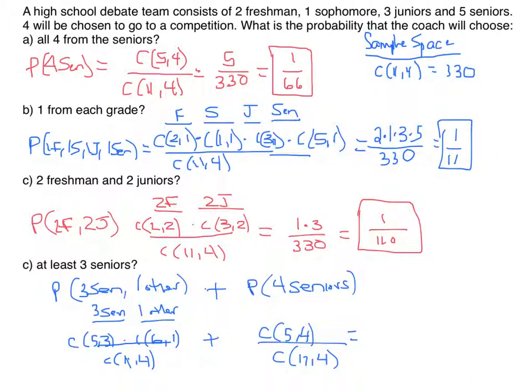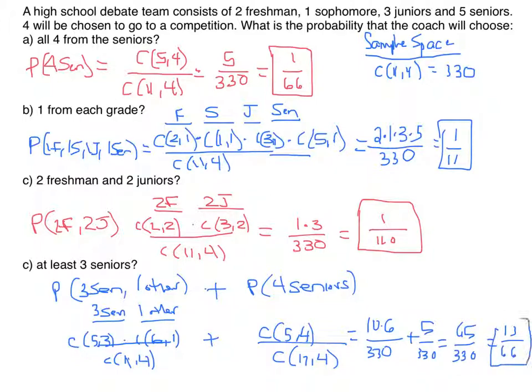So let's see what this gives us. This is just 10 times 6 over 330 plus 5 over 330, which gives us 65 over 330. This just simplifies to 13 over 66. And we are done.